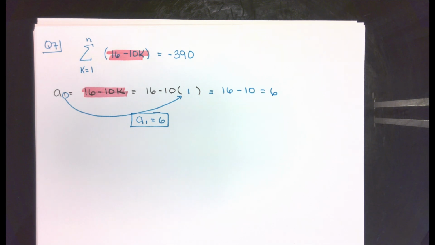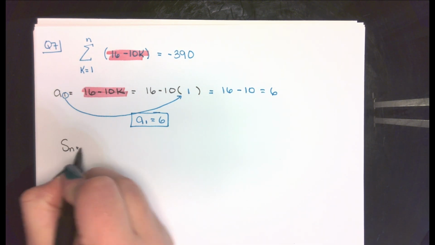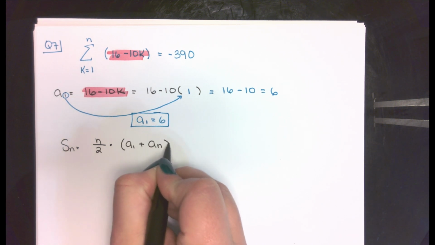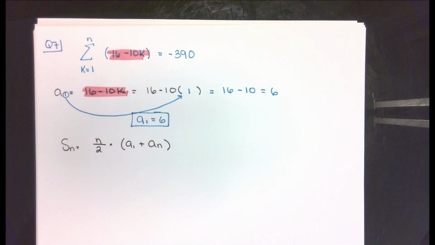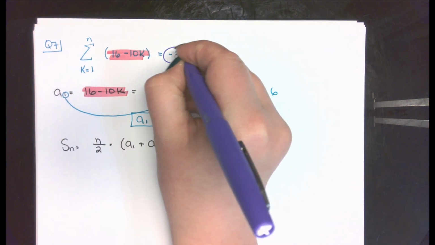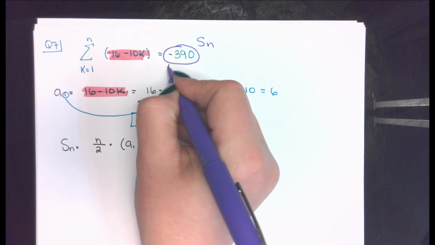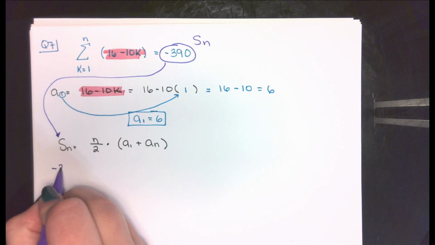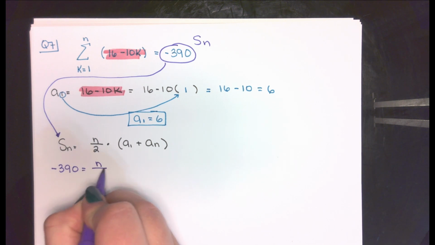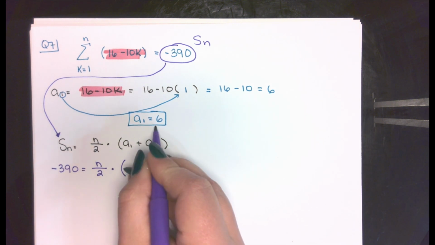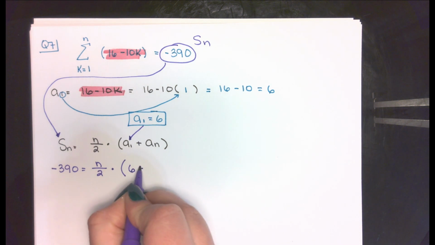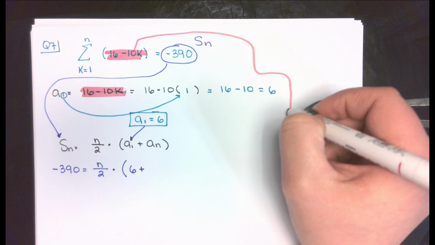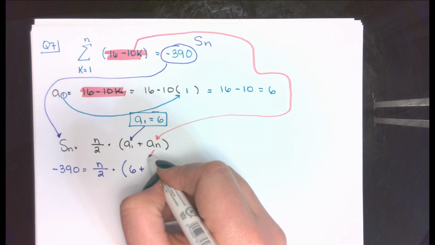Next, you're going to write out your equation. S sub n is equal to n divided by 2 times a sub 1 plus a sub n. S sub n is given to you. This is this number right here. You're going to take that number, bring it down, and replace S sub n with that. We got negative 390 is equal to n divided by 2 times a sub 1, which we said was 6, plus... now this is where you take the explicit rule, bring it down, and replace a sub n with that.